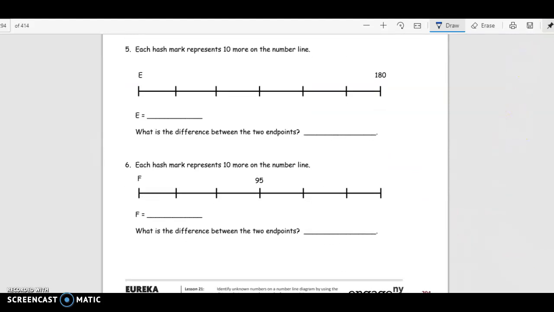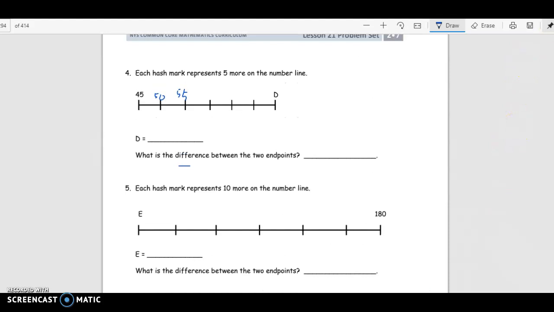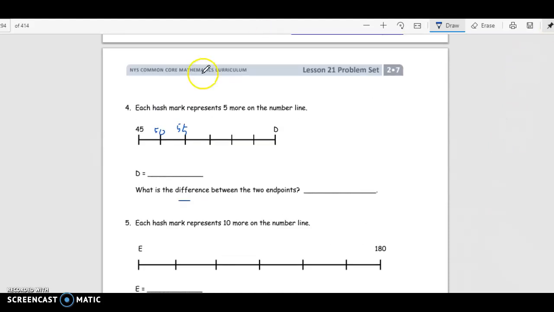So please do the second page of the problem set, 4, 5, and 6, and upload a picture when you're done.